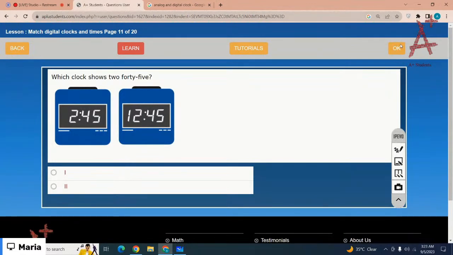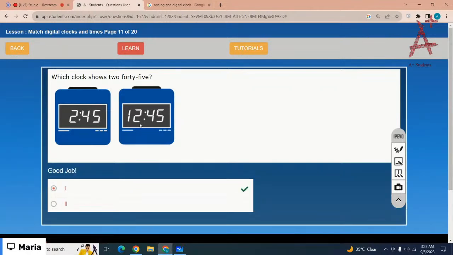Which clock shows 2:45? That means 2 hours and 45 minutes. Option number 1 is the correct option, right?